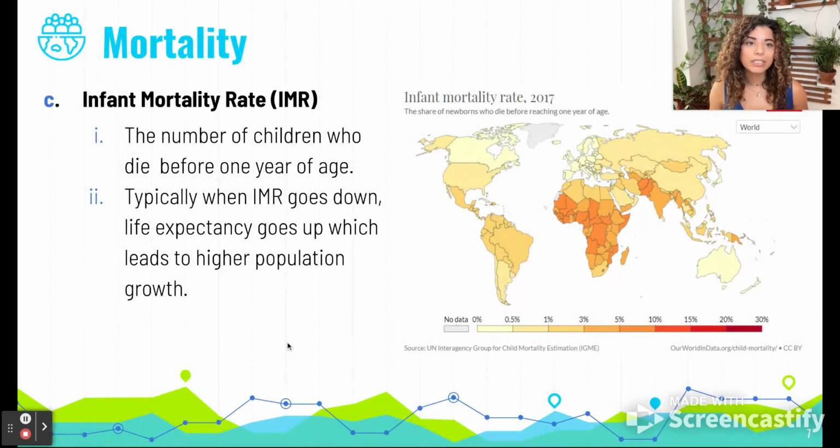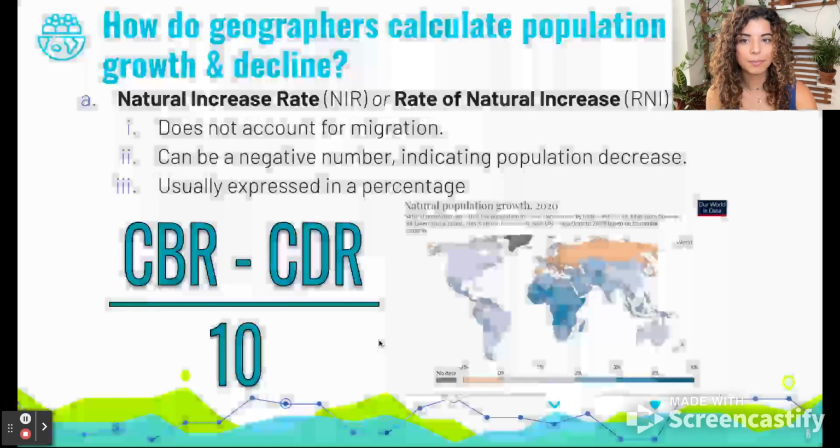Then we have infant mortality rate. This one has implications for development and how developed a place is. This is the number of children who die before 1 year of age, and this includes during childbirth. Typically when the infant mortality rate decreases, life expectancy goes up, which leads to higher population growth. Again, this can be very telling as to the status of women as well as the development of a country. And as you can see here, sub-Saharan Africa also has higher infant mortality rates.